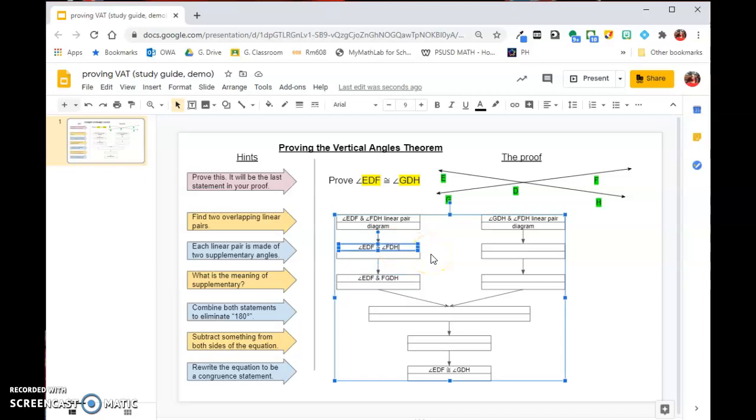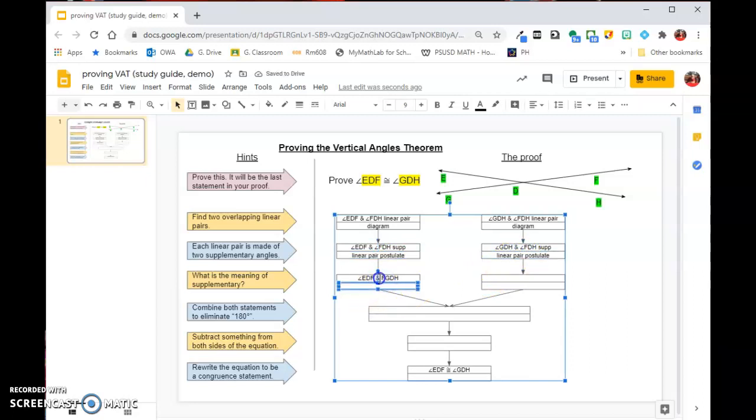Each linear pair is made up of two supplementary angles. Okay, so now I can say that those are supplementary. I'm just going to type it like that. So let's go grab this, and we're going to say that those two things are supplementary. How do we know that they're supplementary? The linear pair postulate says if you have a linear pair, they are supplementary. I think I have room for that. Let's reuse that over here.